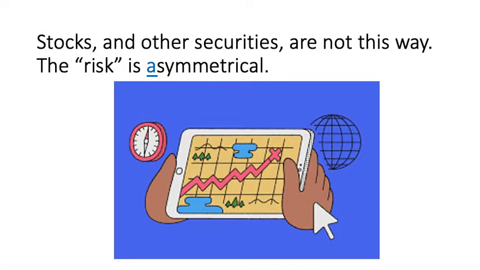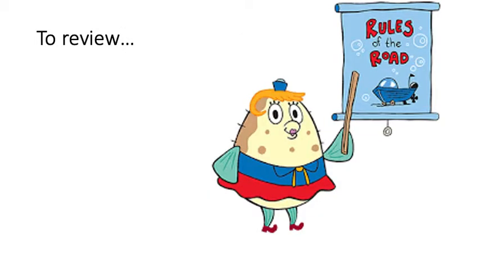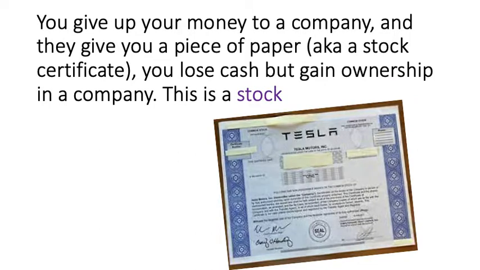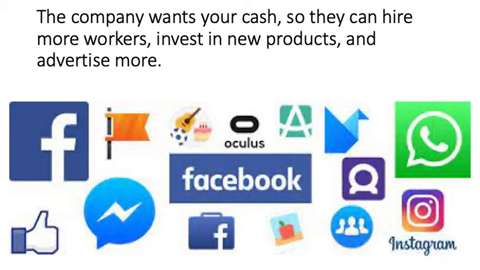Stocks and other securities are not this way. The risk is asymmetrical. To review, you give up your money to a company and they give you a piece of paper, aka a stock certificate. You lose cash but gain ownership in a company. This is a stock. The company wants your cash so they can hire more workers, invest in new products, and advertise more.